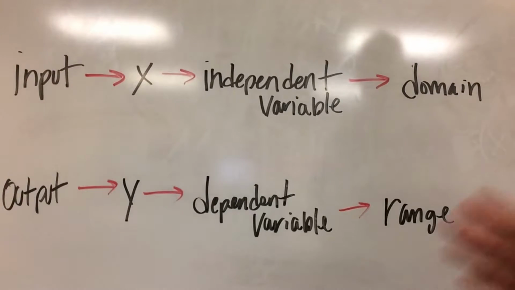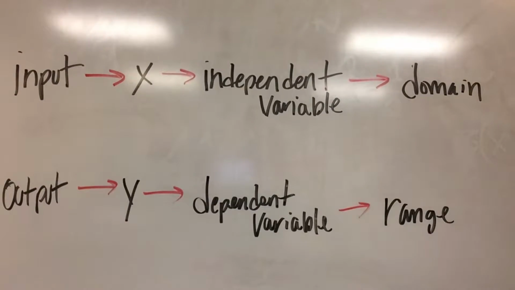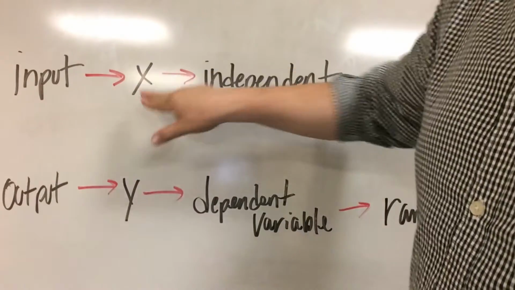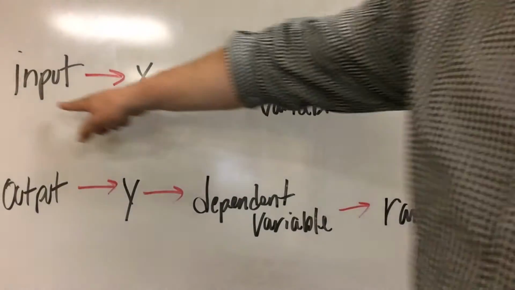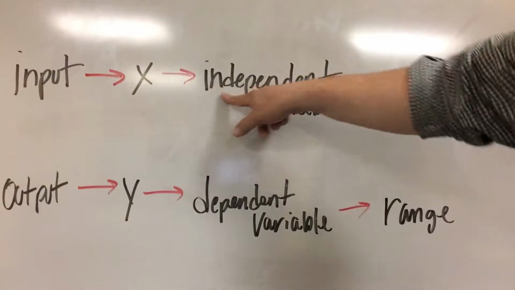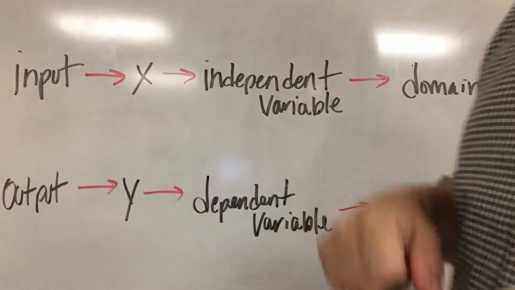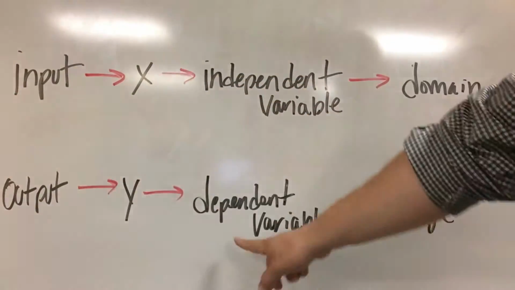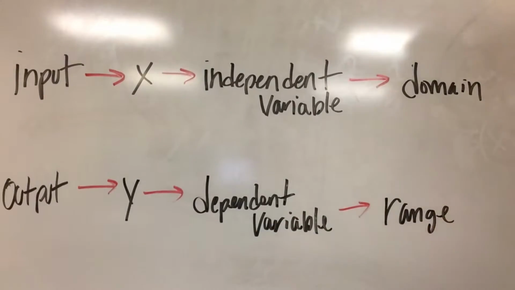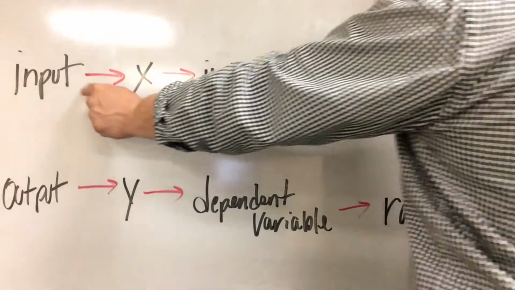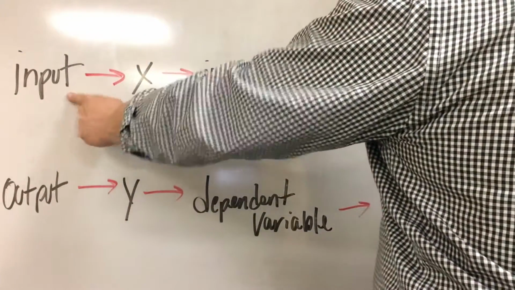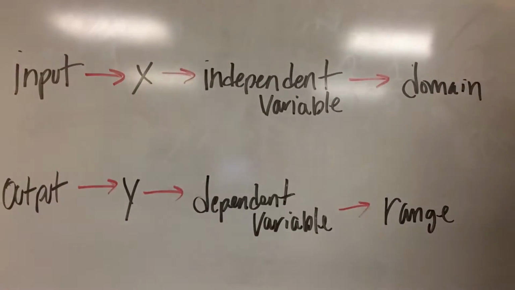So, one more time, real quick, just to recap. Input, x, independent variable, domain. Output, y, dependent variable, range. Those things are all interchangeable. I could use any one of these four words and they mean the same thing. And as well on the top, any one of these four words all mean the same thing.